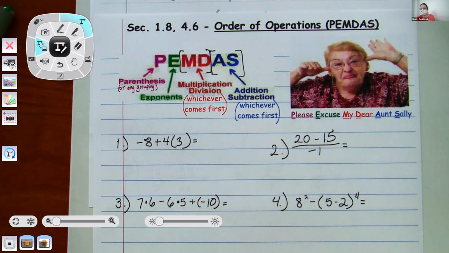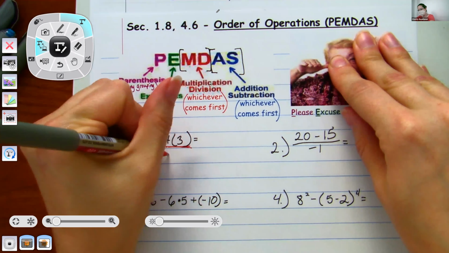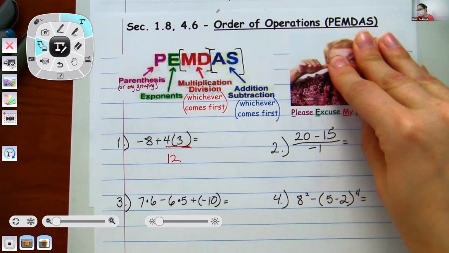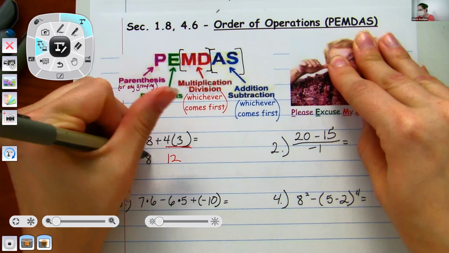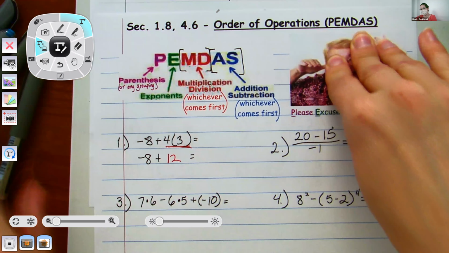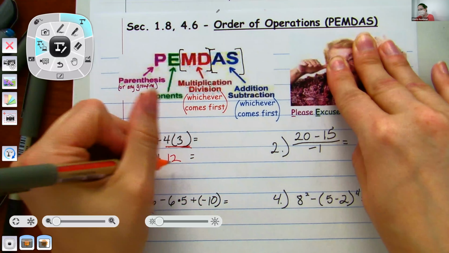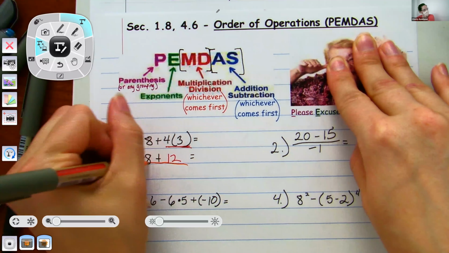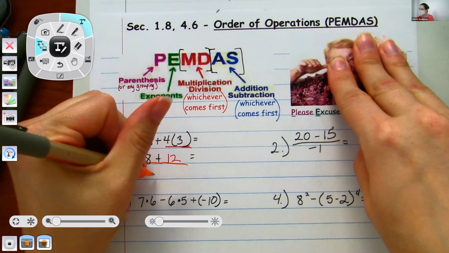So for number 1, the first thing I'm going to do is multiply 4 times 3, which is 12. And then I'm going to bring the rest of this down. So -8 plus 12. And remember, if your bank account is overdrawn by $8 and then you deposit $12, your balance will then be a positive $4.